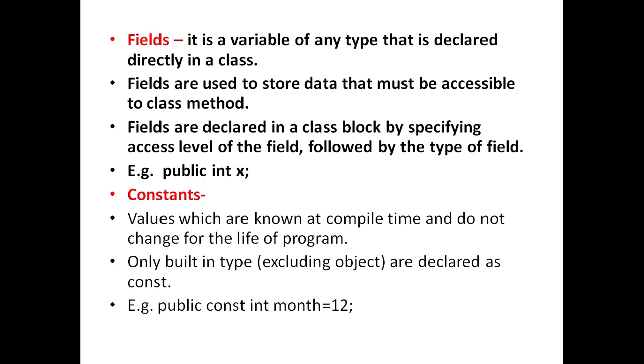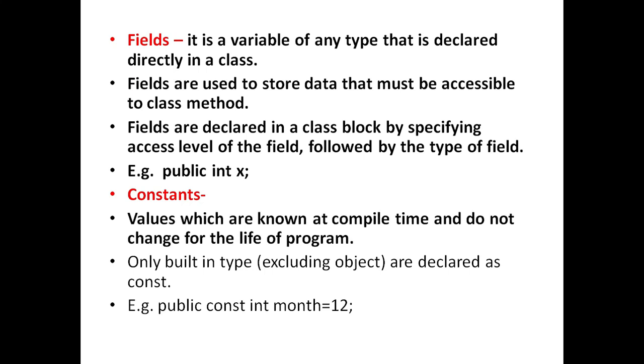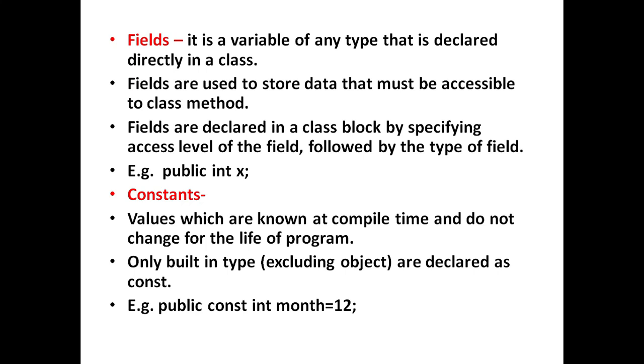Then constants. The values which are known at compile time and do not change for the life of a program are known as constants. Only built-in types are declared as a constant. For example, public const int month = 12. Here public is access specifier, const is a keyword, int is a data type and month is a variable whose value is 12.